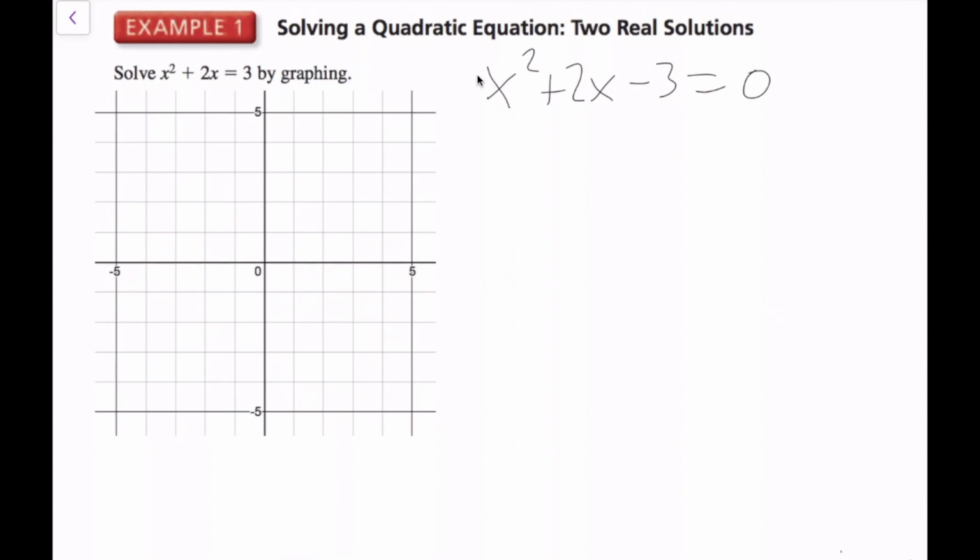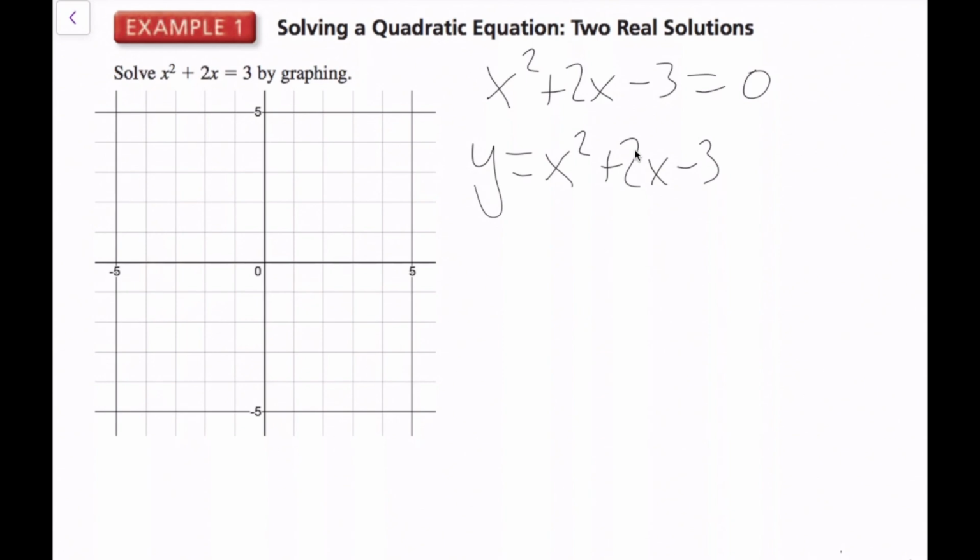So the next step is I'm going to graph the function y equals this expression right here. Okay, so y equals x squared plus 2x minus 3. And then after we graph this, we're going to find when this y value is 0, and those corresponding x values will be our solutions to this equation. Now, after we do this, I'm going to show you an easy way to do this on a graphing calculator like Desmos, but it's also important to know how to do it by hand without a calculator.